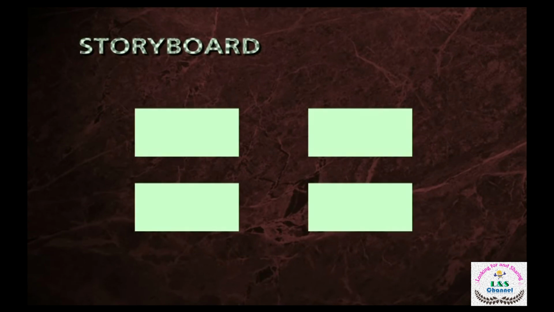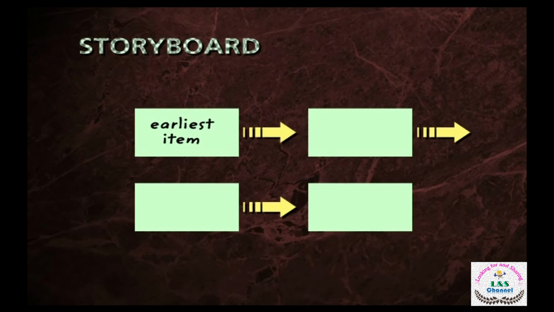A storyboard is a series of boxes. The boxes are connected with arrows. The earliest item goes in the first box on the left. The last item goes in the furthest box on the right. You can draw a little picture or a scene or even an icon in each box, sort of like a comic strip, as I said earlier.